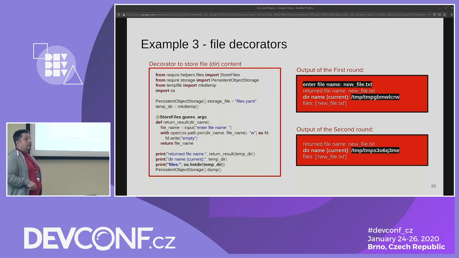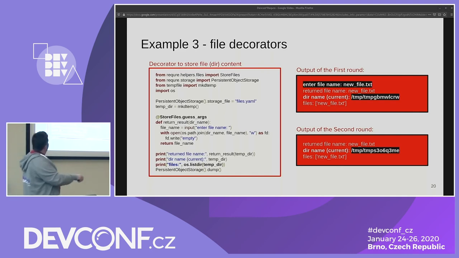It stores to a tar archive, which is part of this storage file. It is possible to use more modes. First, it tries to guess which attribute is a file or directory. It checks that after the function ends, it tries to check whether in this attribute there is something that seems like a file path. And it just uses this decorator.